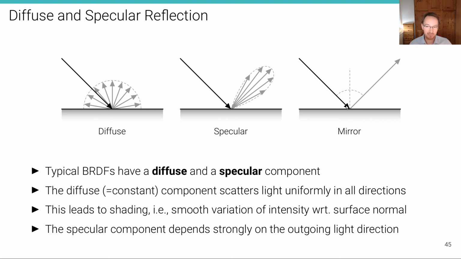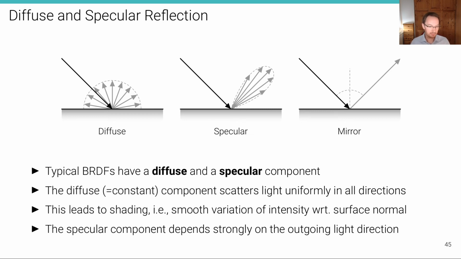And here on the right we have the perfect mirror situation where incoming light is exactly mirrored away into one particular direction. So this is the whole spectrum of possible reflectance that we have, and typically real surfaces are a combination of all of these effects.